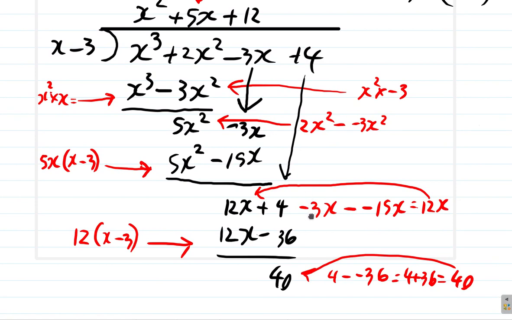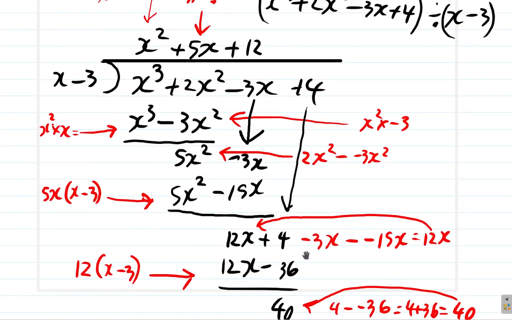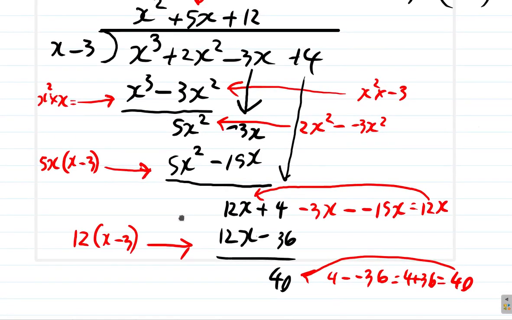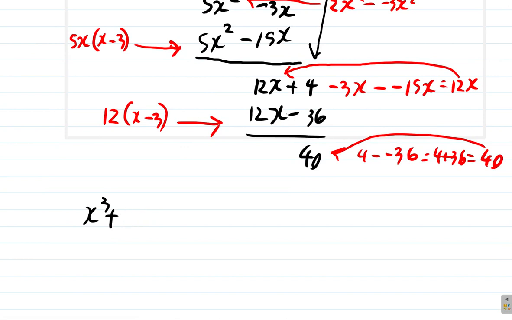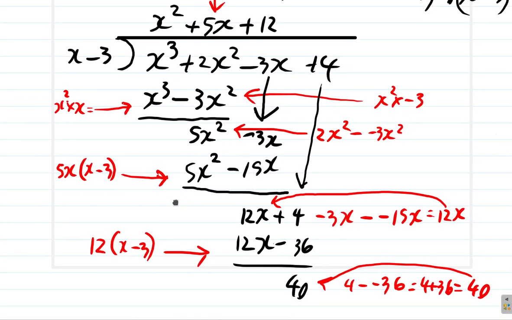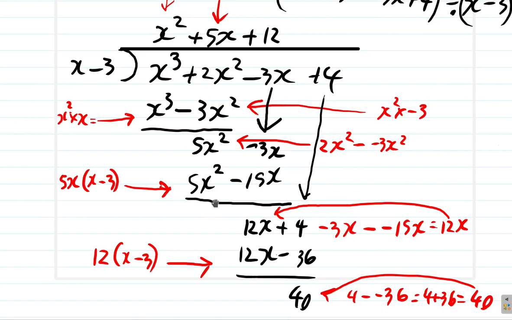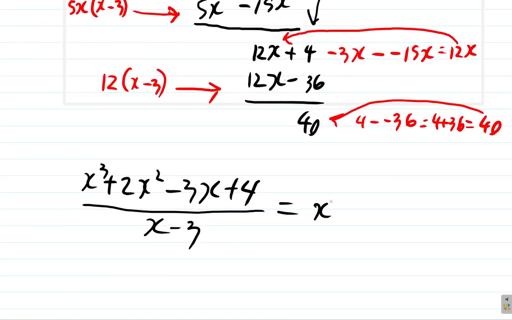Now, what this is saying then is that x cubed plus 2x squared minus 3x plus 4, divided by x minus 3, is equal to x squared plus 5x plus 12, and the remainder is 40.